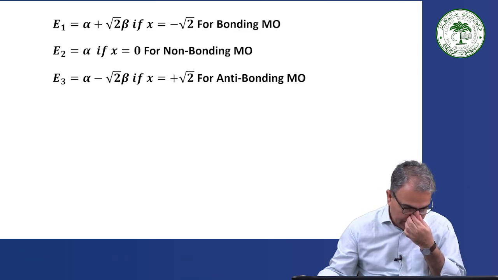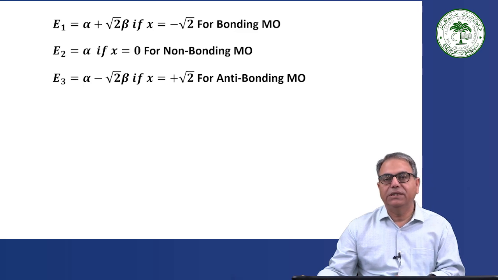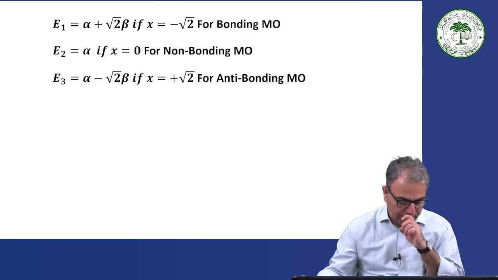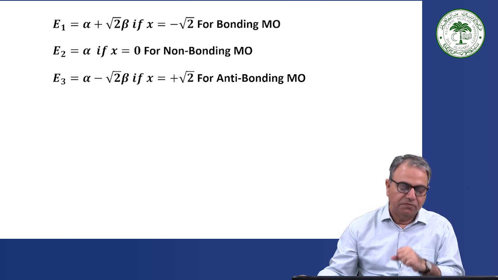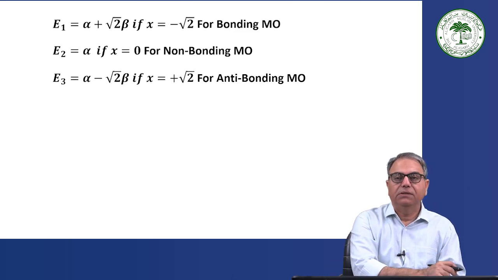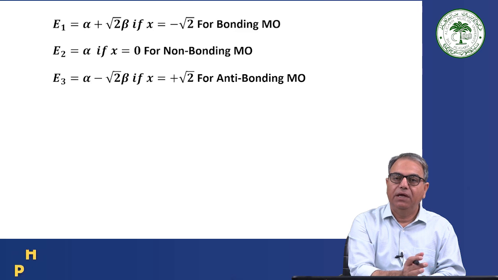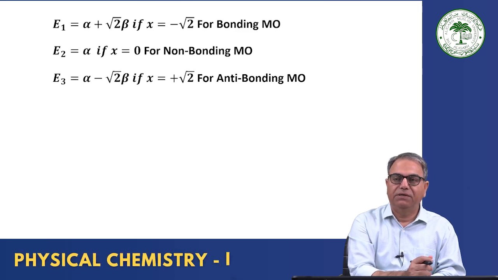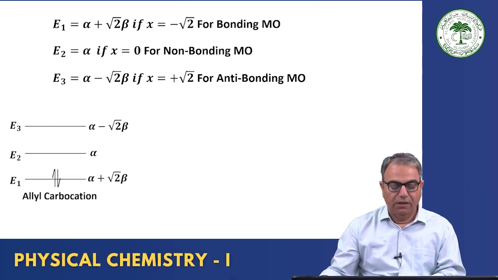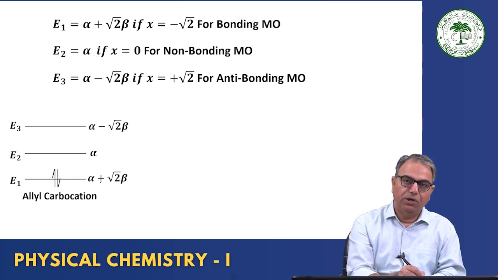Now again you can see which is the bonding molecular orbital, because alpha and beta both are negative. Naturally the first one, alpha plus root 2 beta, is the bonding molecular orbital, and E3, alpha minus root 2 beta, will be the anti-bonding molecular orbital, and in between you have a non-bonding molecular orbital. So if you draw the energy levels, these are the energy levels: for bonding molecular orbital alpha plus root 2 beta, for non-bonding alpha, for anti-bonding alpha minus root 2 beta.